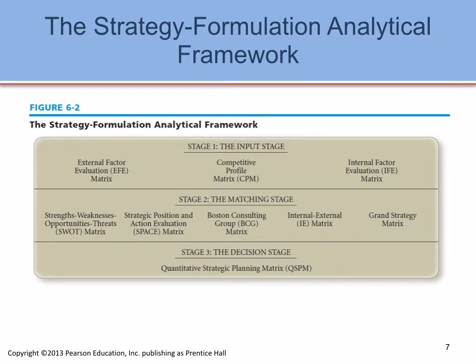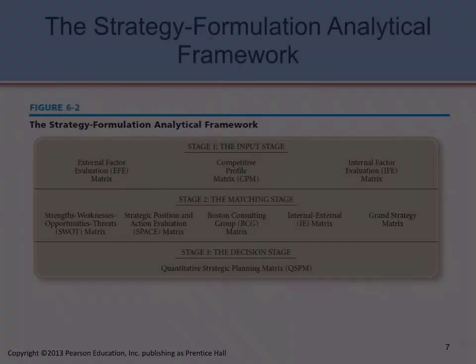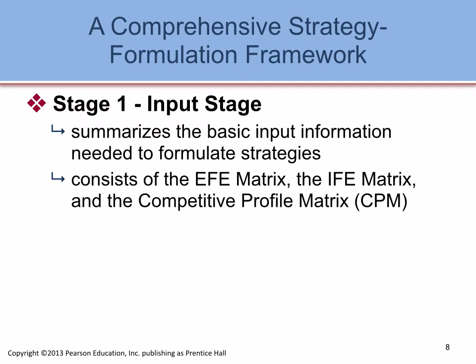So if we look at the stages of this analytical framework, you see that stage 1 always involves the input stage, which summarizes the basic input information needed to formulate strategies. So, a comprehensive framework involves 3 major stages. Stage 1 is always the input stage. Stage 2, the matching stage. And stage 3, the decision stage.